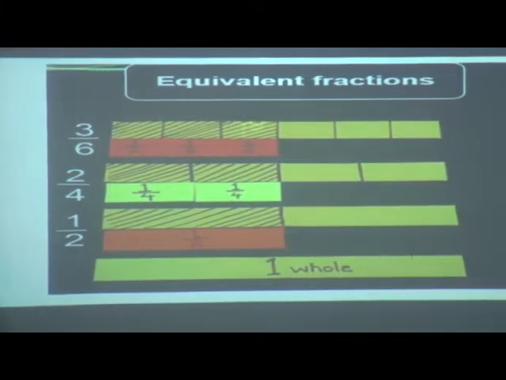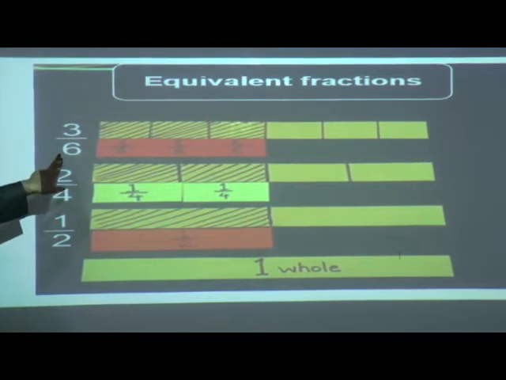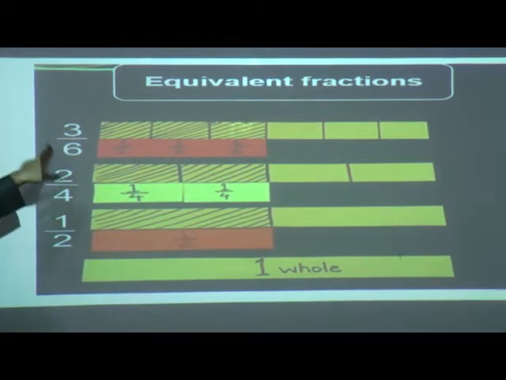Here we have some fractions written, that is 3 upon 6. 3 upon 6 means in the denominator it is 6, which is the total number of parts. We have here 6 parts, and out of that, 3 parts are shaded. What we write in the numerator is the shaded portion. Here 3 parts are shaded, so the fraction is given as 3 upon 6.